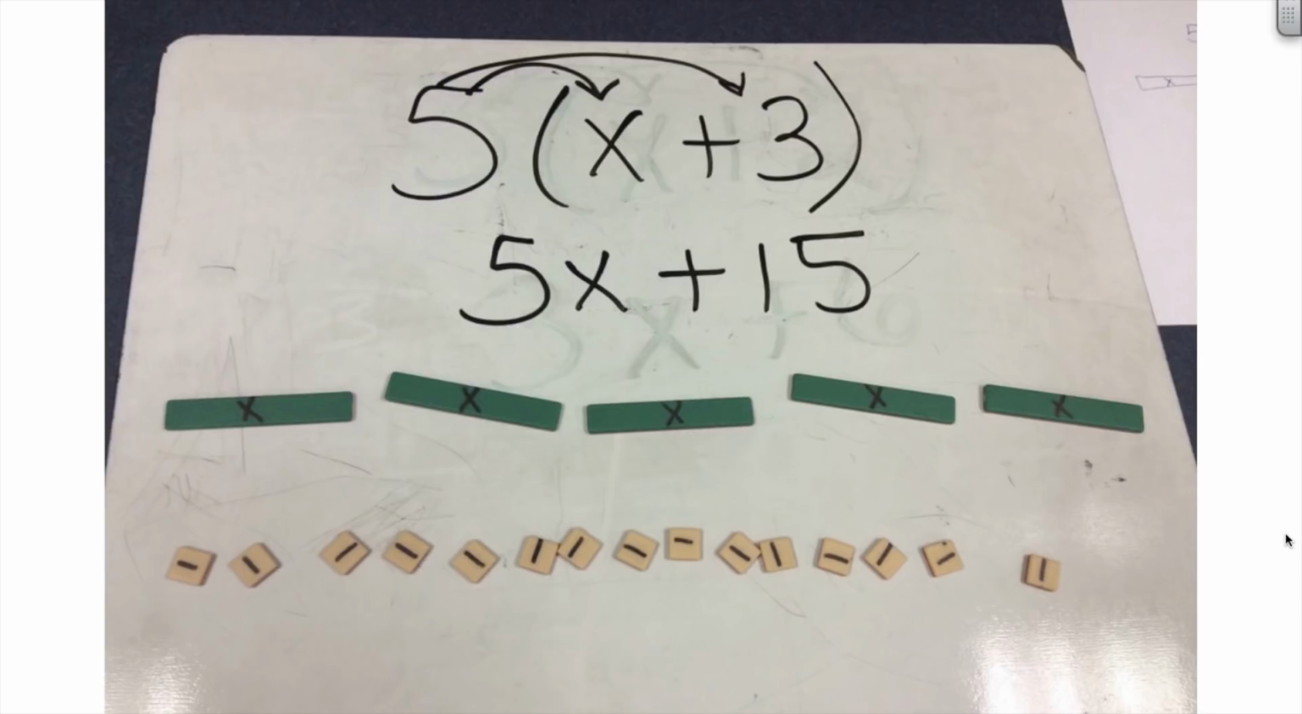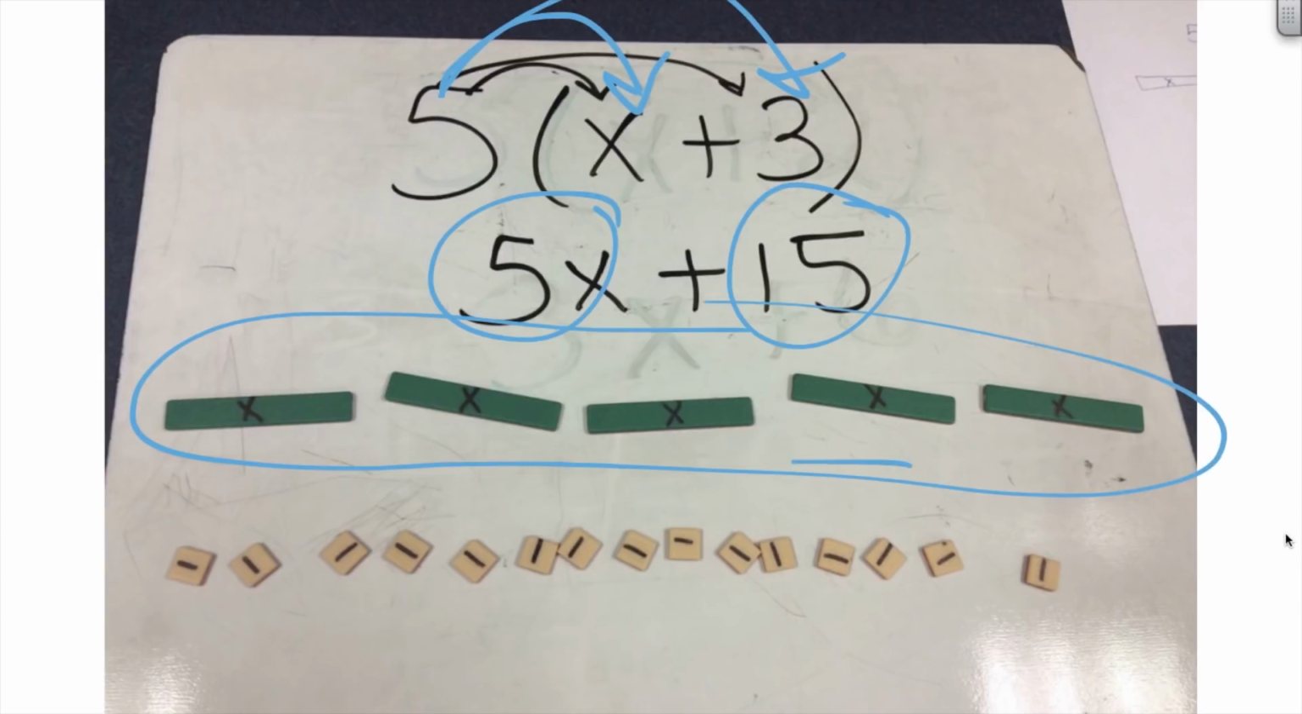Now, for my third slide, I'm going to show the second problem where I distributed out the 5 with the x plus 3. And so when I multiply the 5 times x, I get 5x. When I multiply the 5 times 3, I get 15. So now I'm going to do 5 x's and 15 ones.